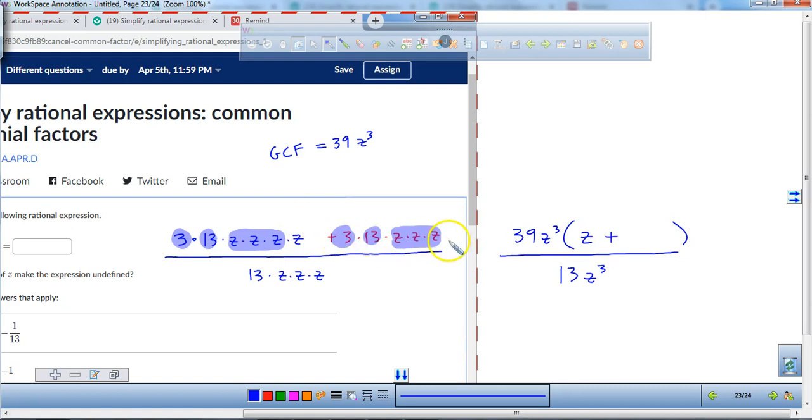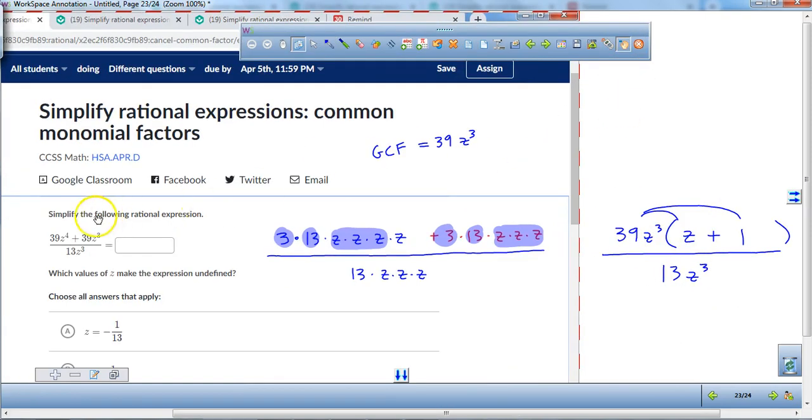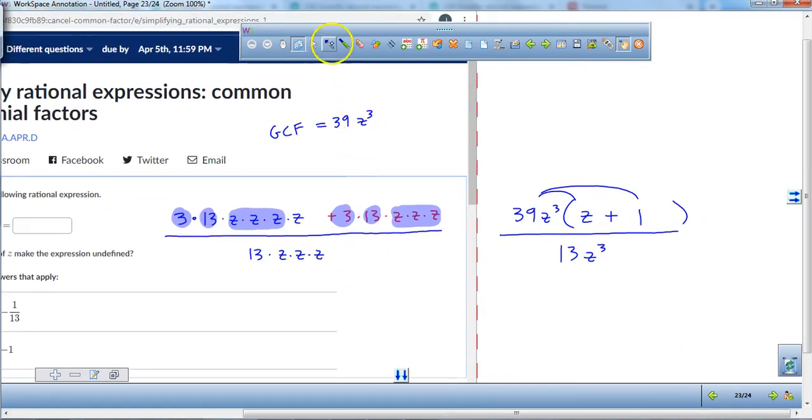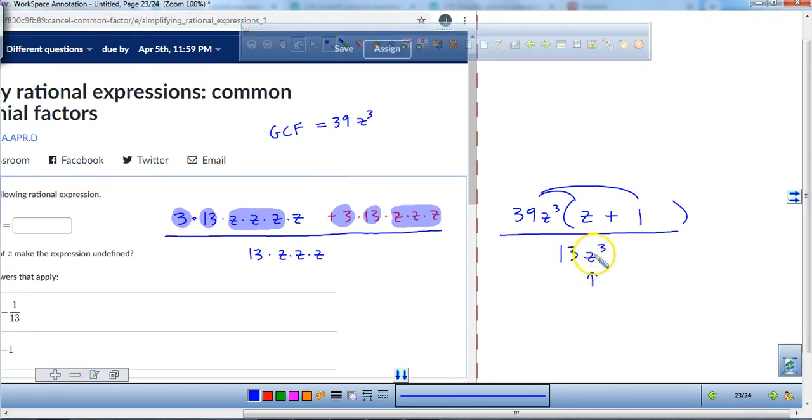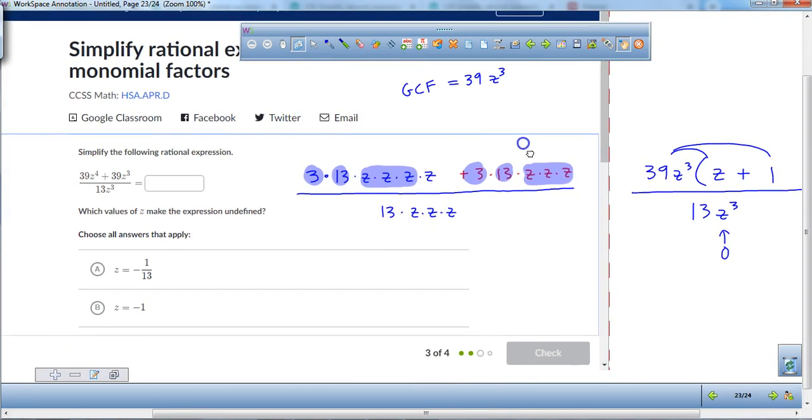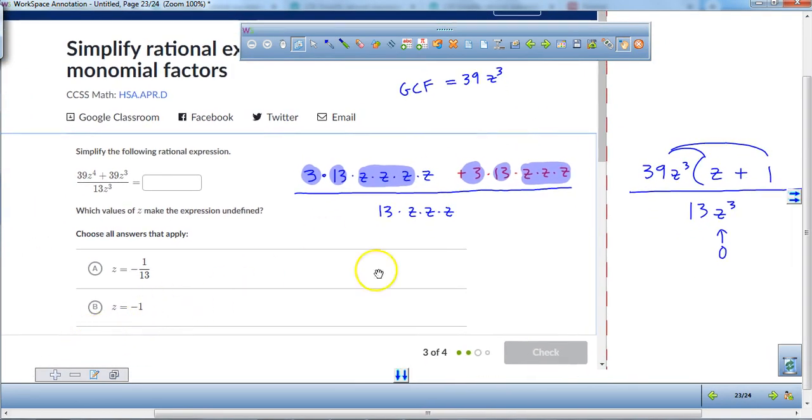Plus, if everything gets factored out, that means I have a 1 left. Now remember, how do you check it? Distribute to make sure that you did everything correctly. These products equal 39z to the power of 4. And 39z cubed times 1 is 39z cubed. Now, next thing I do is I find a number that makes the denominator equal to 0. And the number that makes everything equal to 0 is just 0 itself. Alright, so I'm going to look for the answer that has 0.